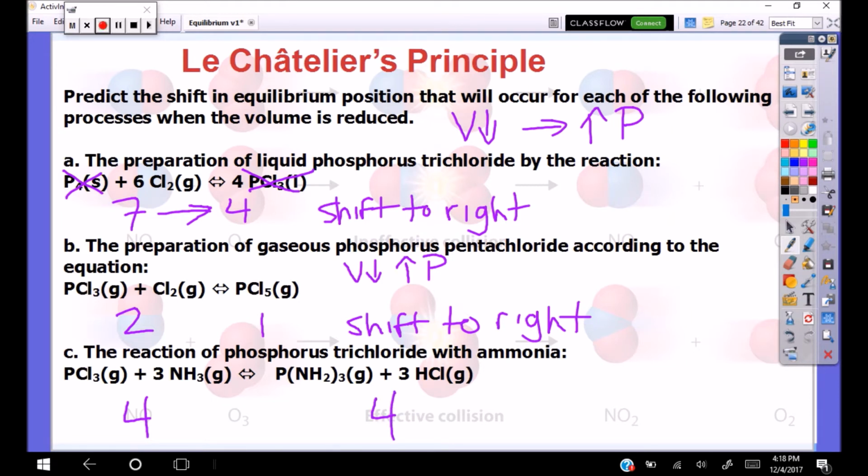We're equal. So if we decrease the volume and increase the pressure, there is no shift here because there is no side of fewer moles. It's going to stay just like that. The overall pressure is probably going to increase, but we're not going to cause any reactions to happen. It will stay at equilibrium. Okay?